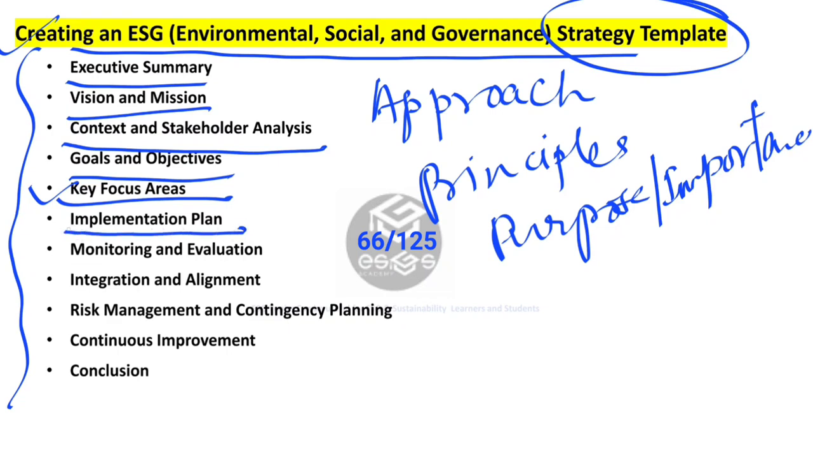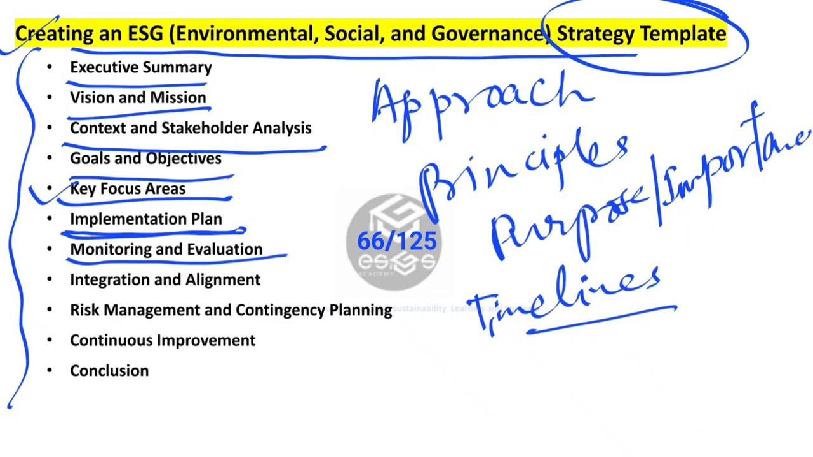Next, we need to have the implementation plan in the strategy. We define the action steps: list all the specific actions and projects to achieve ESG goals and objectives. Assign responsibilities, and most importantly, the timelines also. For each action step, resource allocation, we allocate the financial, human, and technological resources to support ESG initiatives.